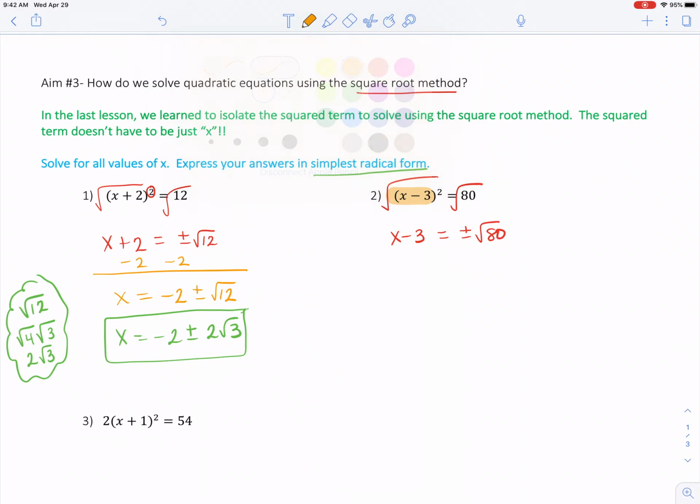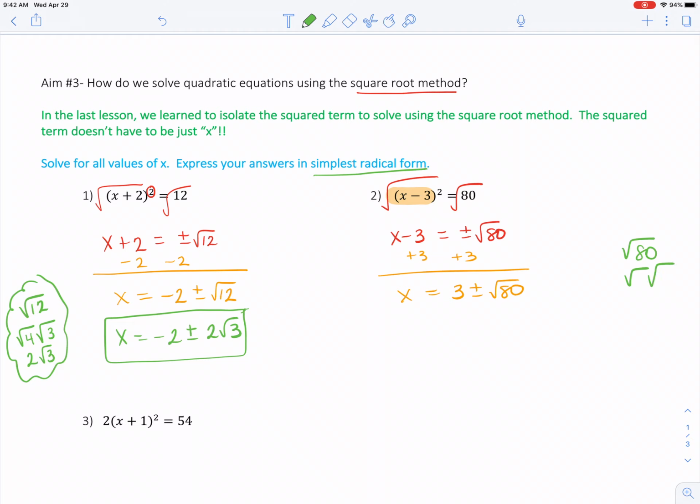Now what are we going to do to get x by itself? We have to add 3 on both sides. And again, where is the 3 going to go? In front of the positive negative square root of 80. Lastly, I'm going to simplify that square root of 80.